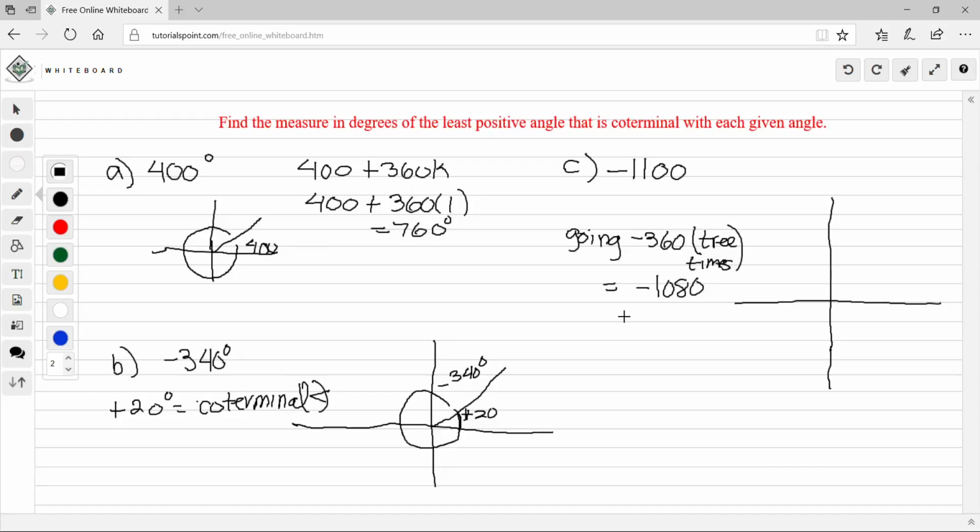So we need another negative 20 to get negative 1100, right? So let's go clockwise three times, 1, 2, 3, and then we need to go negative 20. We want the positive coterminal angle. So we want this angle, right? This positive coterminal angle is 340 degrees. So 340 degrees is our coterminal angle.